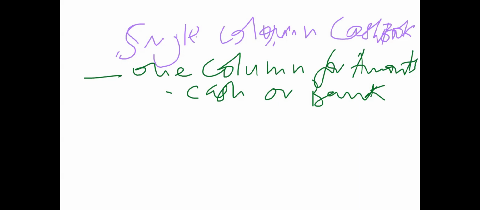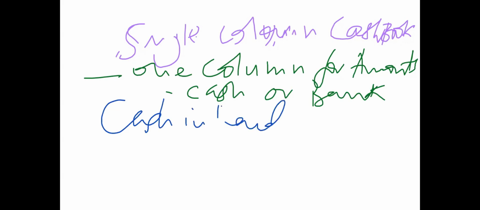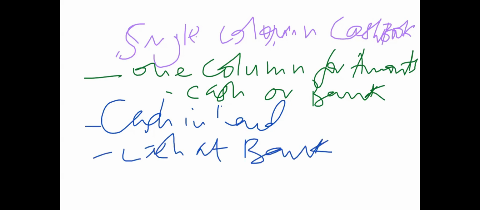But you have to remember that transactions could be made from cash in hand, or the transaction could also be made from cash at bank. So for a single column, it's either of the two, but you can't have both. The transactions that are being made from the cash in hand are the ones that we call cash transactions. Then the ones that are being made from cash at bank are the ones that we call bank transactions.